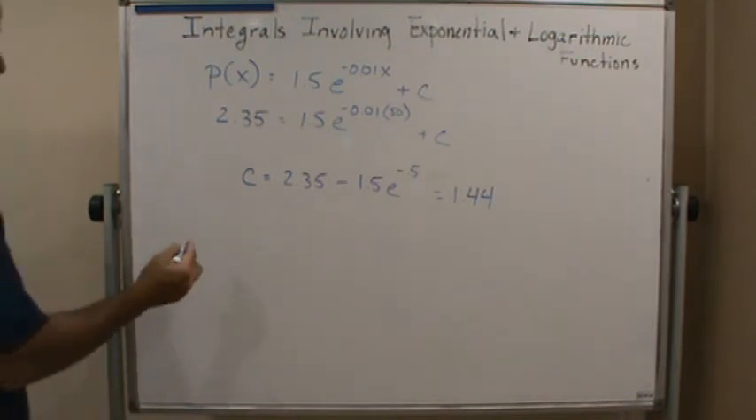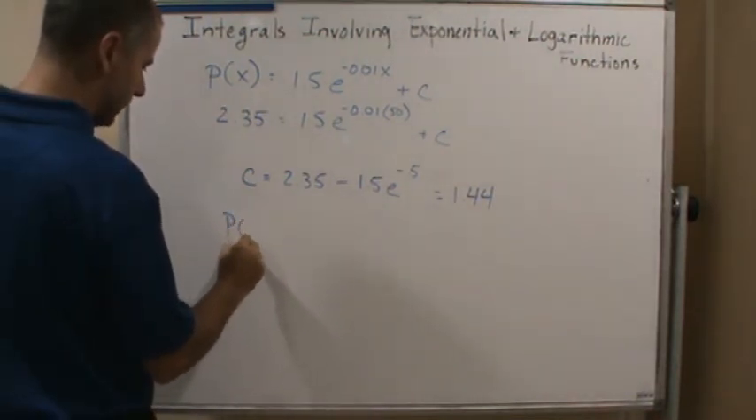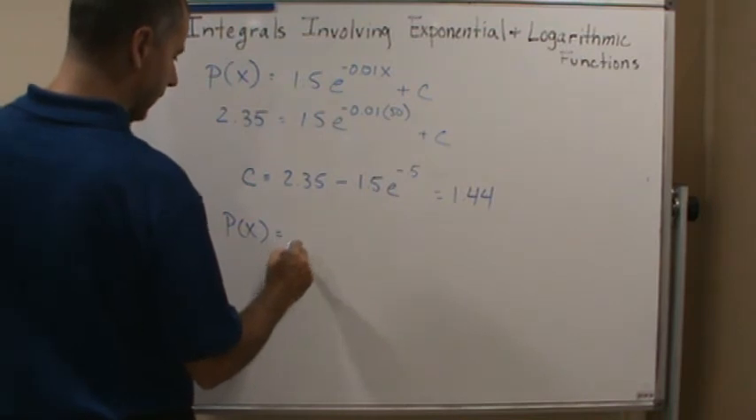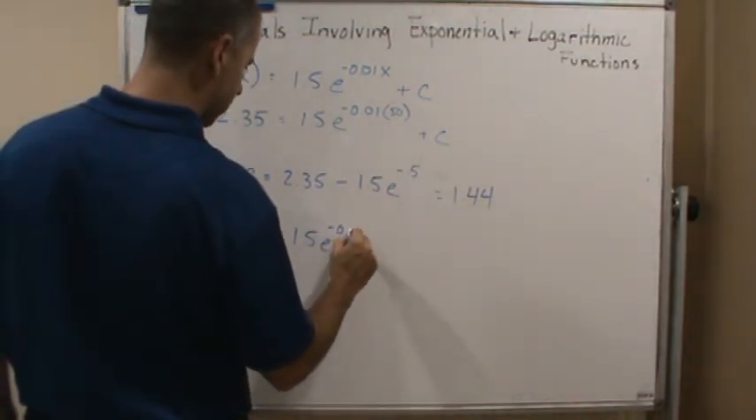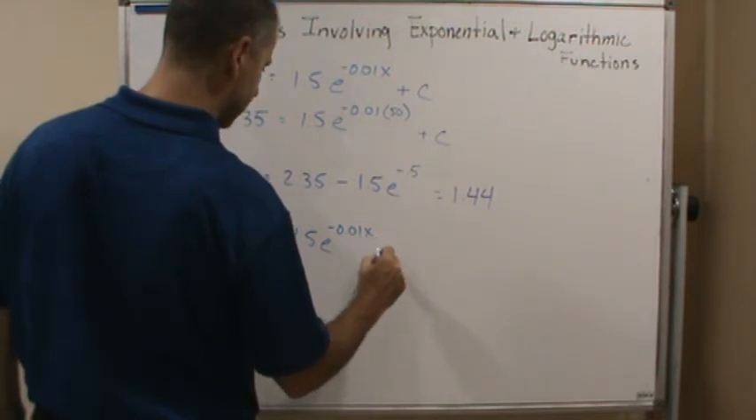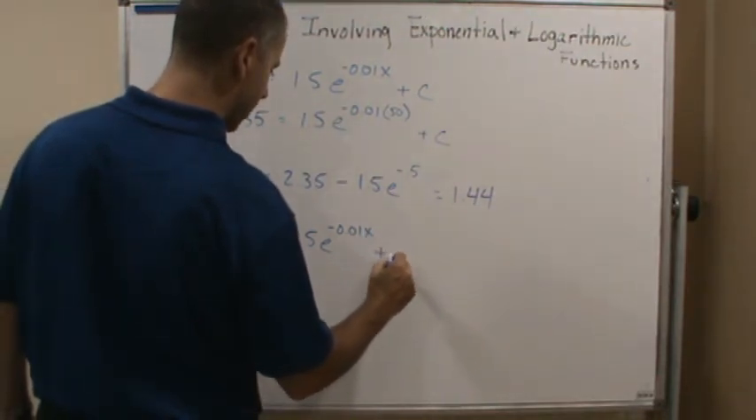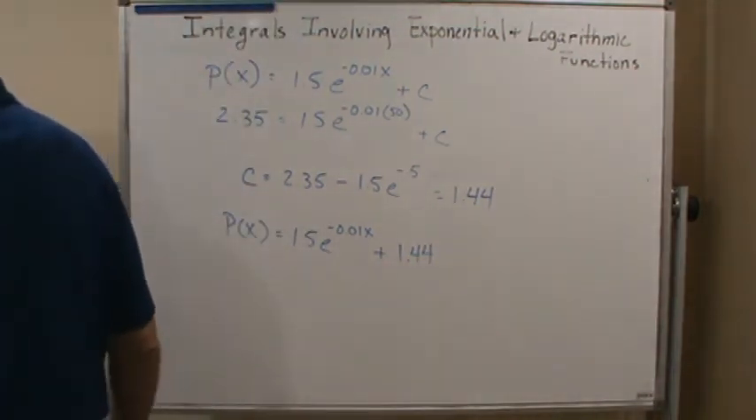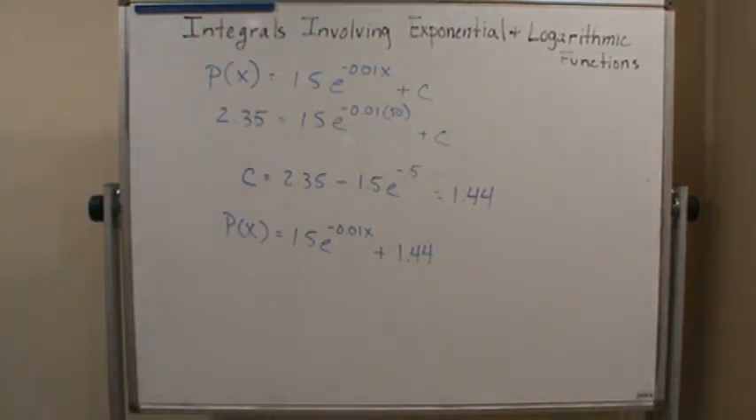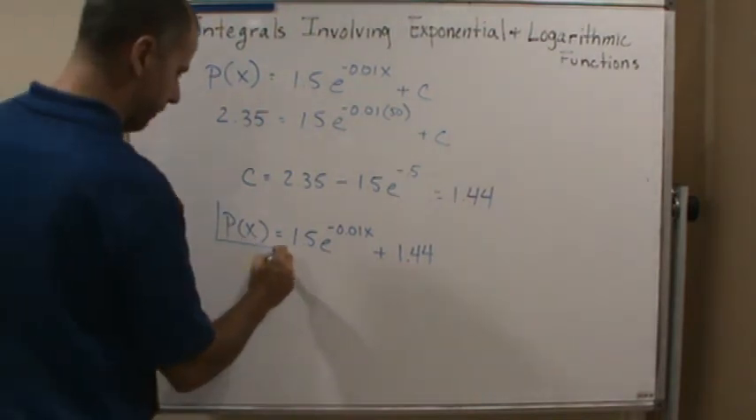And now we've got our final equation, which is p of x equals 1.5 e to the negative 0.01x plus 1.44. And so that's the first part. We have our price demand function.